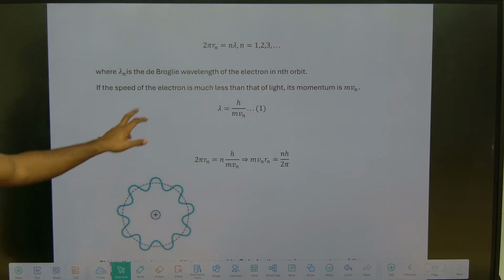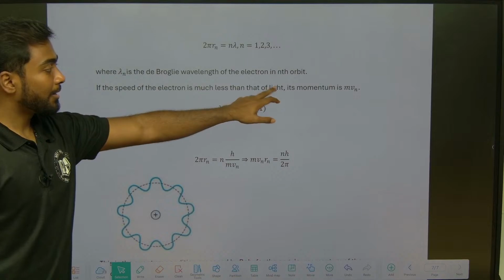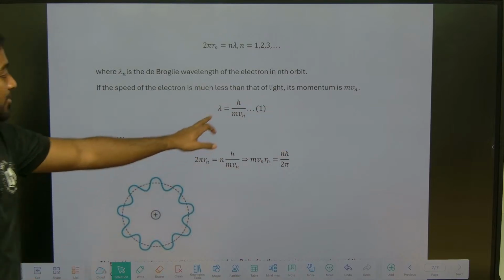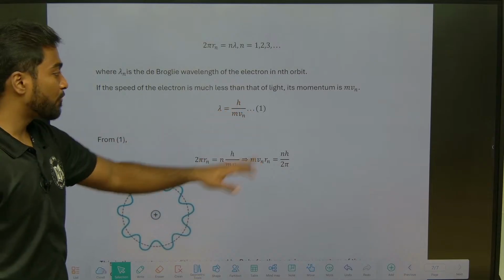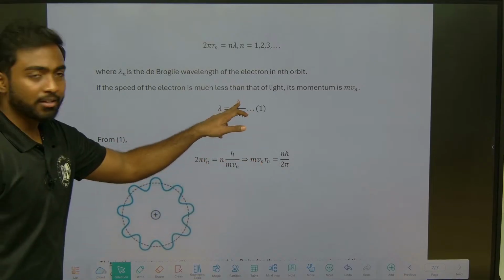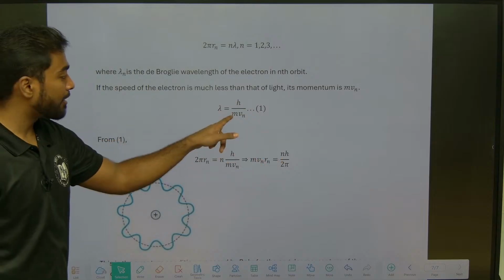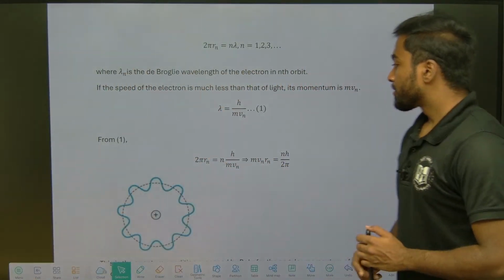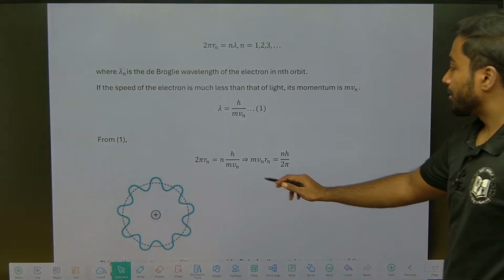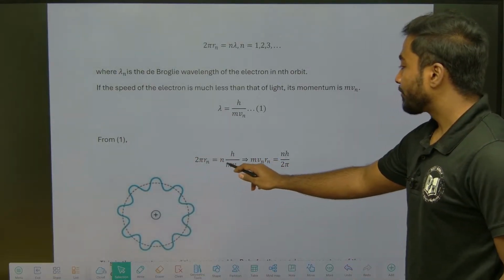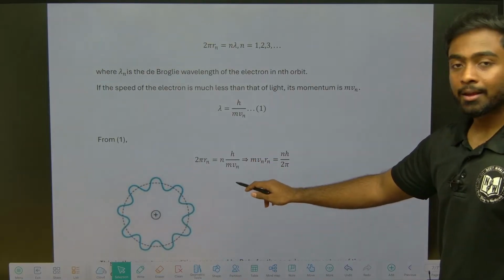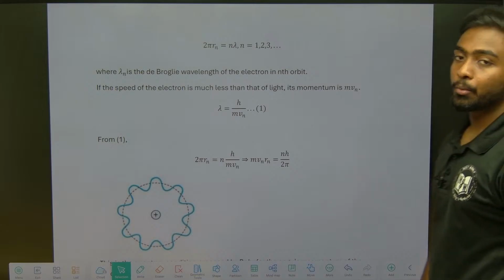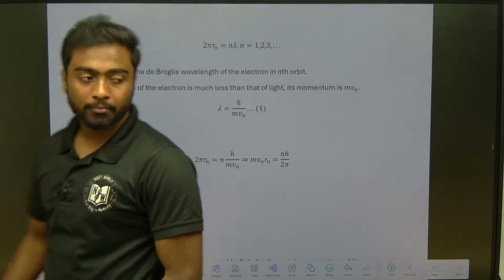If the speed of the electron is much less than the speed of light, its momentum is mv, so lambda is equal to h by mv, where h is Planck's constant, mv is momentum, and lambda is wavelength. If we rewrite that equation, 2 pi rn equals n times h by mv. This is the final equation we need to conclude in this question.